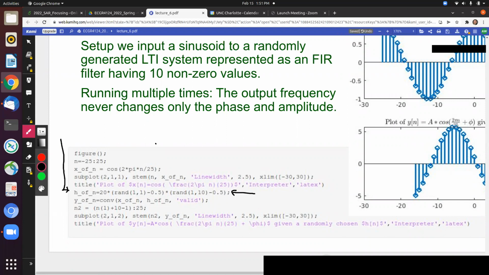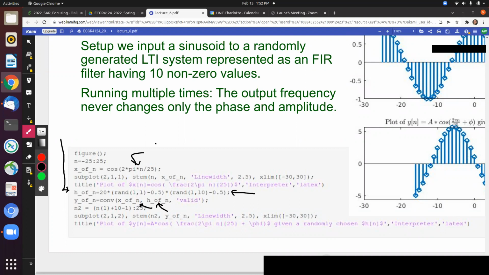So our system is a finite impulse response system consisting of random numbers. That means it's anything. I'm not choosing any of these numbers. It's an indiscriminate choice of the system. And then I do a convolution of h with x, where x, in this case, is a cosine whose frequency is 2 pi times 1 over 25, right? So its frequency is 1 over 25, so it means it'll oscillate once every 25 samples, right? So its period is 25 samples, capital N is 25 samples.